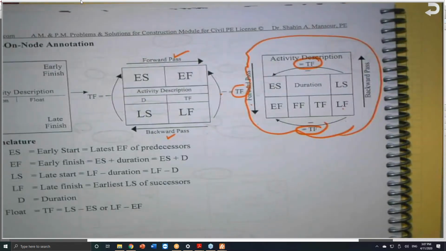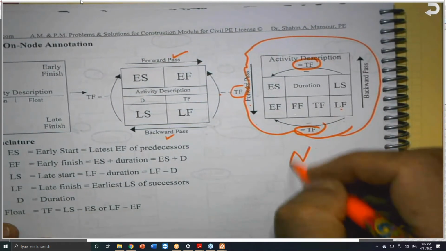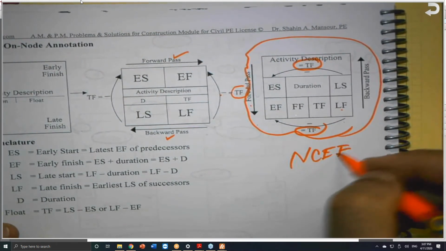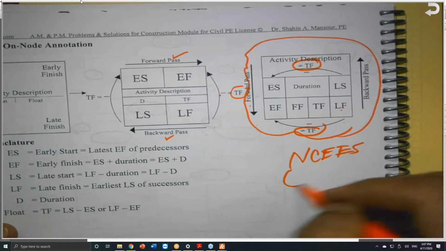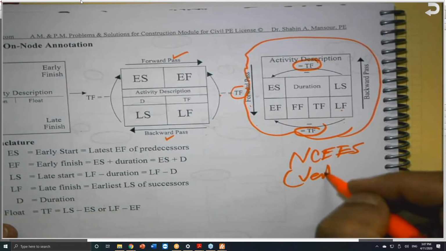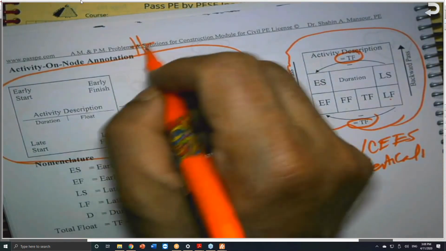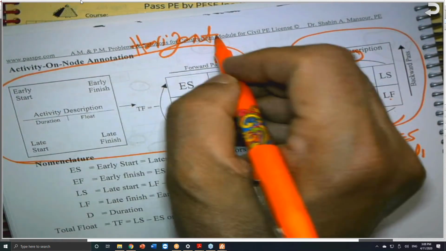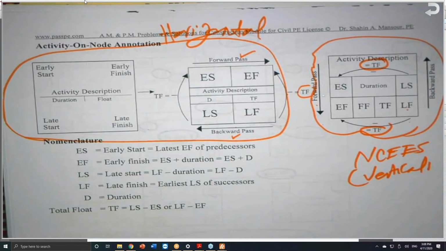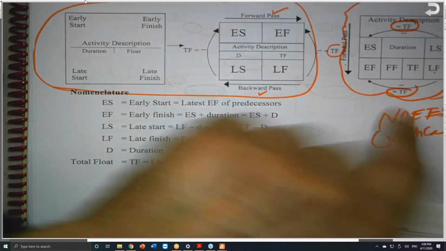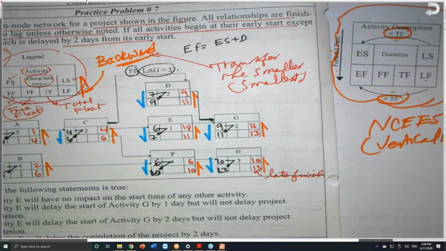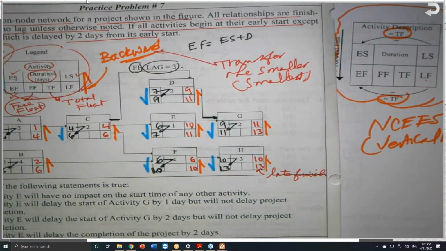So this is the NCEES orientation, which is the vertical, and this is the horizontal one. We need to be ready for both because it does not make any difference. The concept is the concept. So going back to the problem, and I will apply this right now. So I take this minus this. Let me use green right now. Hopefully I can find the green.